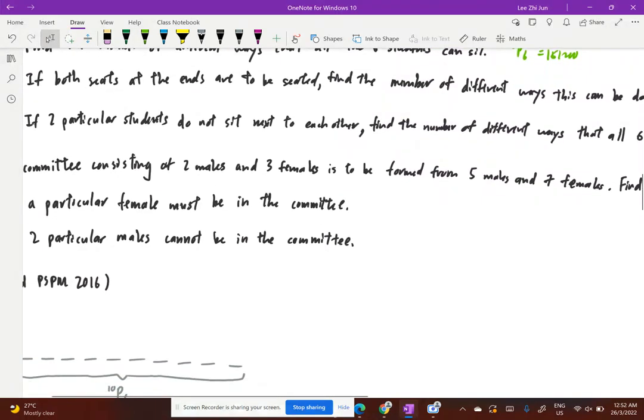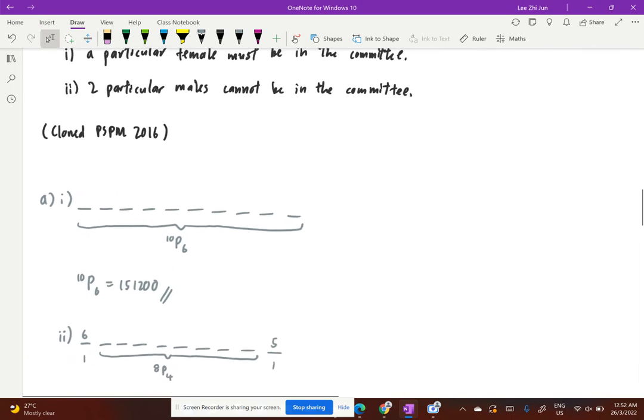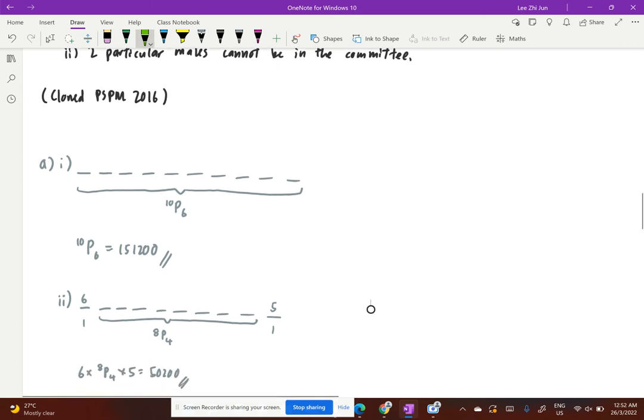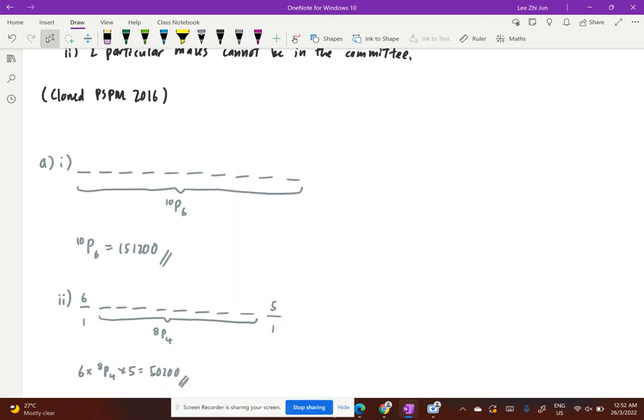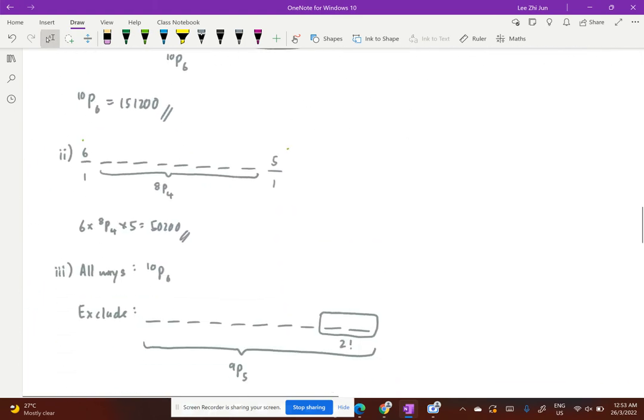Okay. Now it says 10P6, so it will be 151,200. In the second case, Ahmad chooses first at this end, Mutu chooses next at this end, and the rest four students choose from these eight. So it will be 50,400. And the third is the two particular students do not sit together.